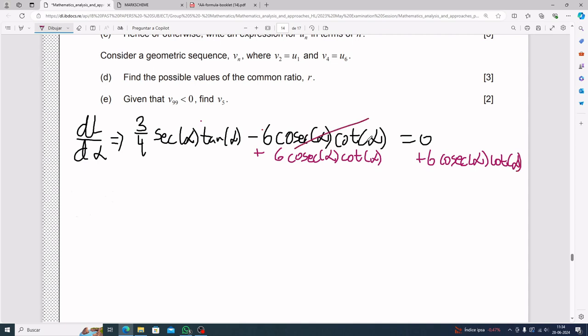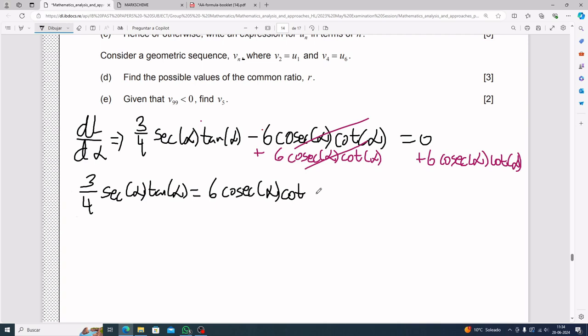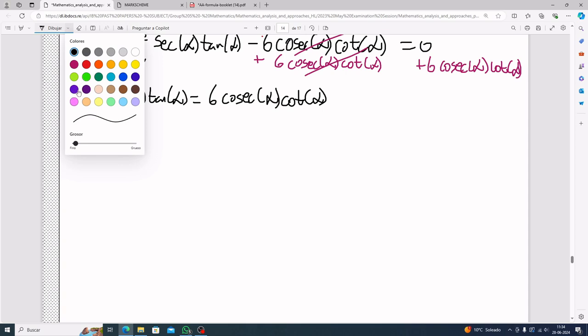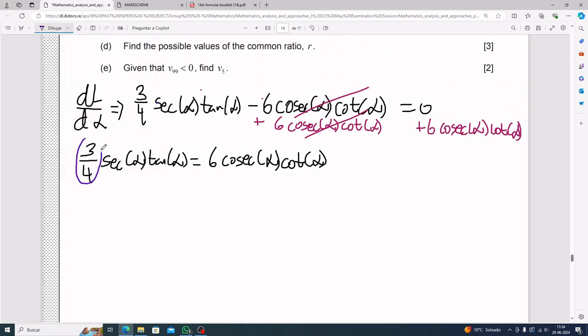And so this goes away with this. You end up with 3 over 4 sec alpha times tangent alpha equaling 6 cosec alpha cotangent alpha. Now let's first go with what is most friendly. I will first go through the 3 over 4 and the 6.